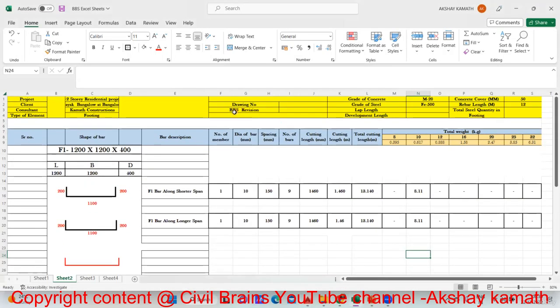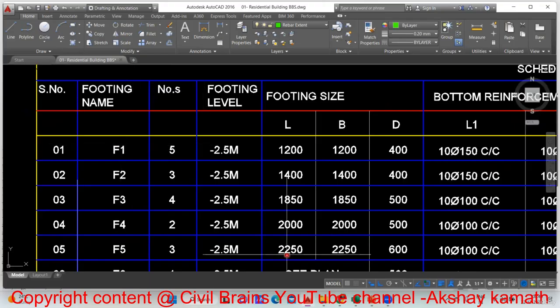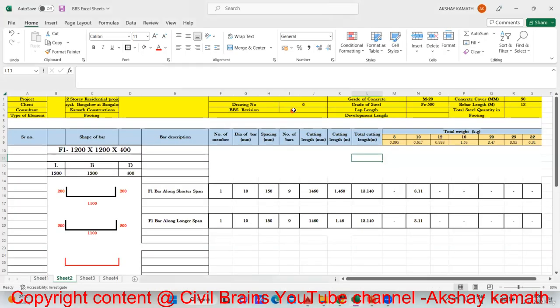In that case, that is why I've written BBS revision. You'll get a separate drawing. Initially, the drawing number was, let us say, 06. When this drawing got revised, instead of one footing you had five footings. So you'll come here to BBS revision and write the drawing number, drawing number 6, and here you write R1. R1 means revision 1. This is the usual term we write in structural drawings. The drawing number is 6, and for that the BBS drawing is also 6 only, but this is revision 1.